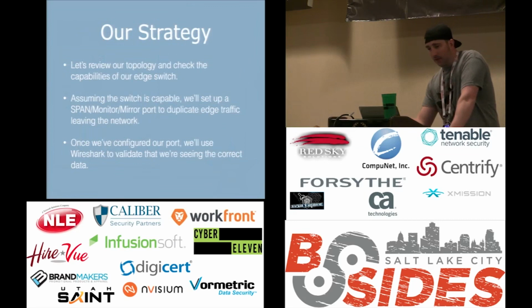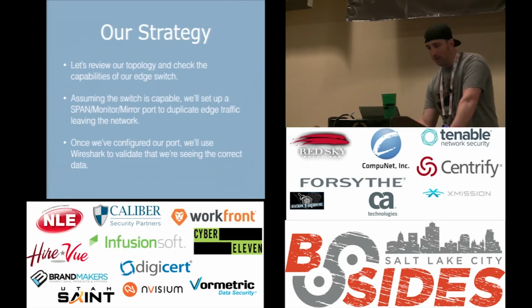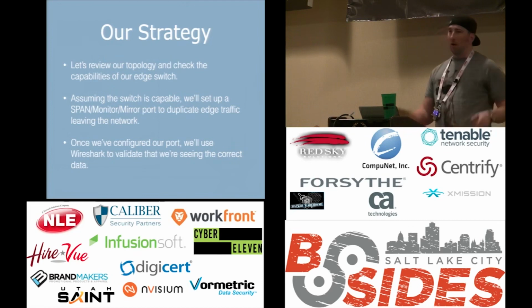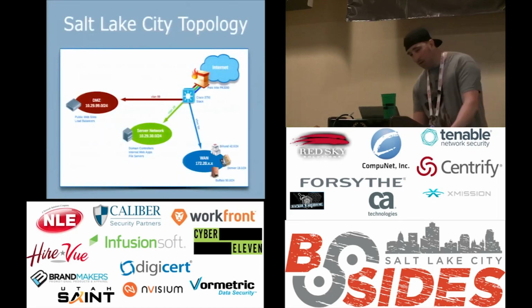So here's our strategy. First thing we're going to do is look at our topology, understand what our topology is, and then look at the capabilities of the edge switch, because that's going to limit what we can and cannot span. Once we've configured our port, we'll plug in, we'll use Wireshark, and we'll validate that we're seeing the correct traffic. So I know you guys memorized that first topology diagram, and you don't need to look at it again, but just in case, here it is again.